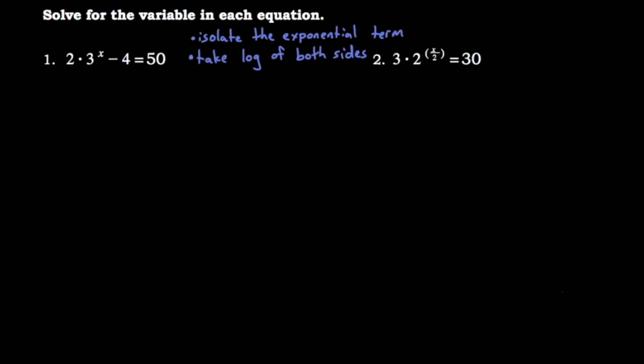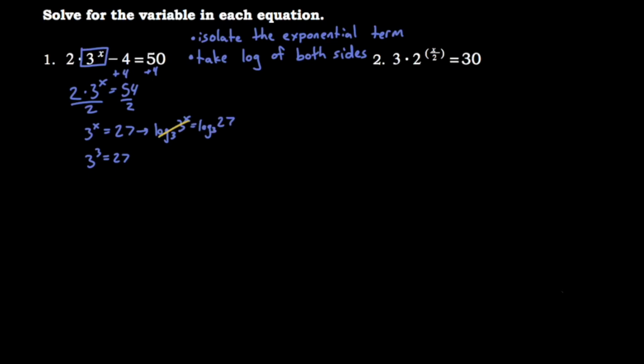So for example, in number 1, the exponential term I want to isolate is 3 to the x power. So I'll start this by adding 4 to both sides. So then I have 2 times 3 to the x equals 54. And now I can divide both sides by 2. So 3 to the x equals 27. And then 3 to what power equals 27? You might be able to solve that in your head if you know that 3 cubed is 27. But another thing you could do is just take the log base 3 of both sides.